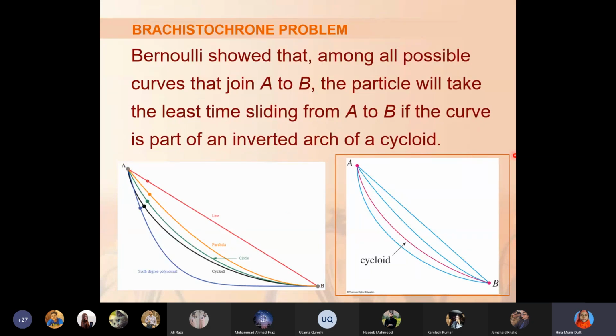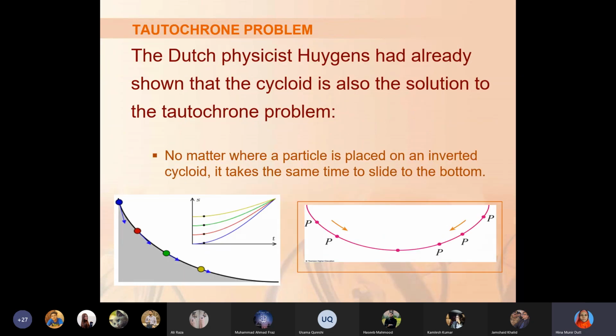This is called the brachistochrone problem. The brachistochrone problem is basically the shortest time curve. And the other one is the tautochrone problem. The tautochrone problem is the same time curve.